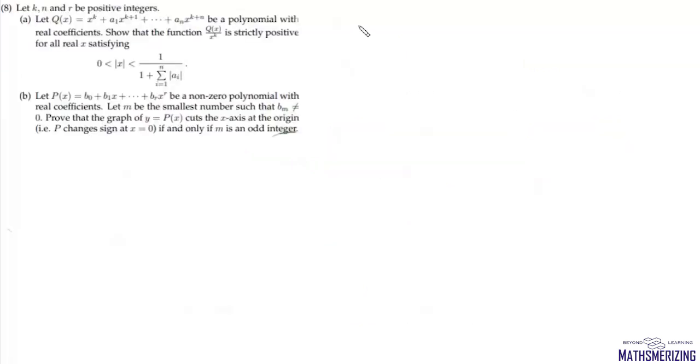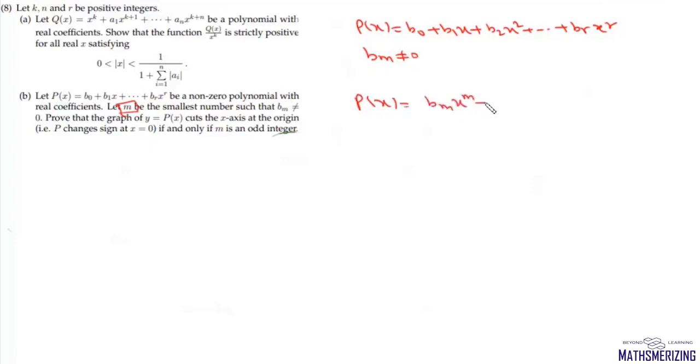Now we'll come to its second part, and its second part says px is b0 plus b1x plus b2x square plus br into x to the power r. If m be the smallest number such that bm is unequal to 0, that means all other coefficients before m will be 0. Then we can write this polynomial px as bm x to the power m plus bm plus 1 x to the power m plus 1 plus br x to the power r.